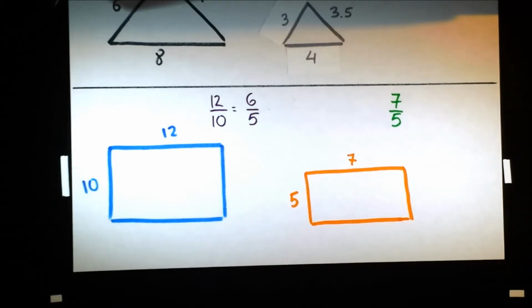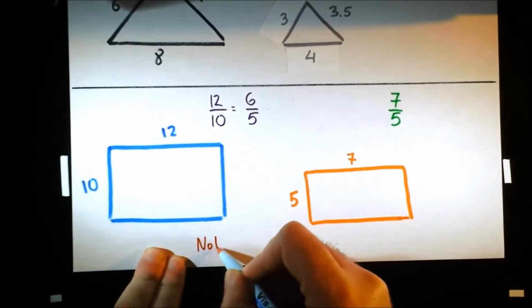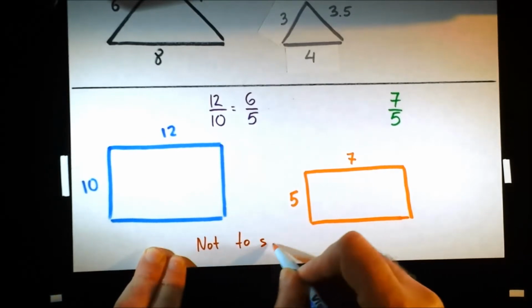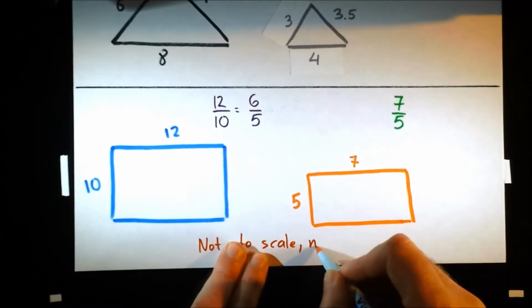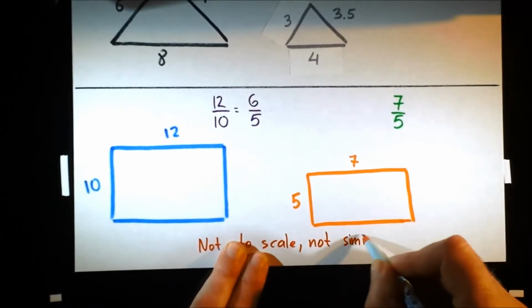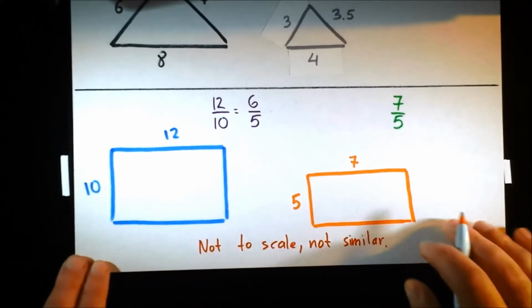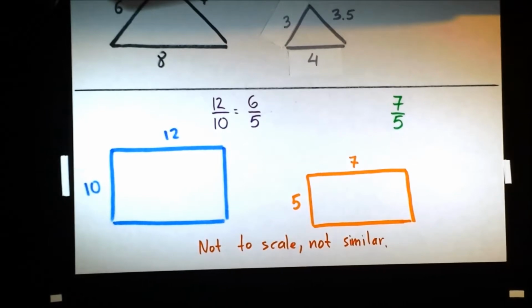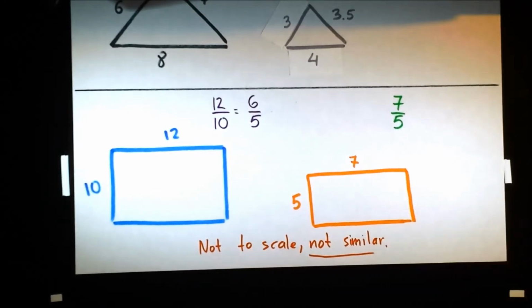So what I'm going to do is write down at the bottom here not to scale, or better yet, not similar. I like that word a little bit better. Not similar. I think that's better. You can say they're not proportional too. I just like not similar. I'm going to highlight that or underline it. Questions?